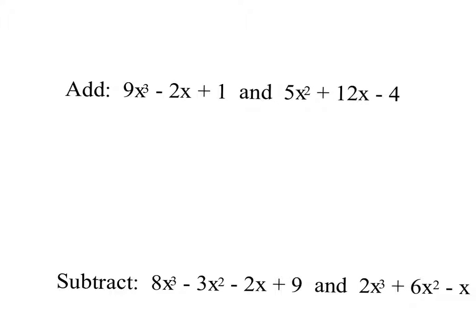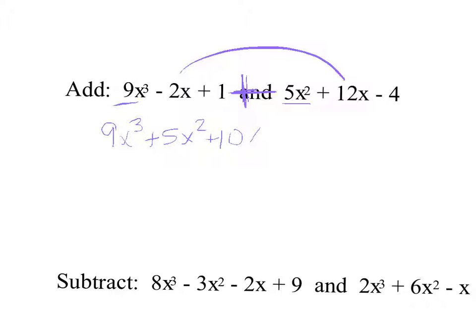And so on this next one, I have 9x cubed plus, this is adding again, so I'm going to add. There is nothing to add it to because there is no x cubed over there, so it's 9x cubed. And then this one, the first one, has no x squared, but this one does have an x squared, so it's plus 5x squared. Now when I look at the x's, they actually do have something in common. So negative 2x plus 12x is plus 10x. And then 1 minus 4 would be negative 3, so that would be my answer.